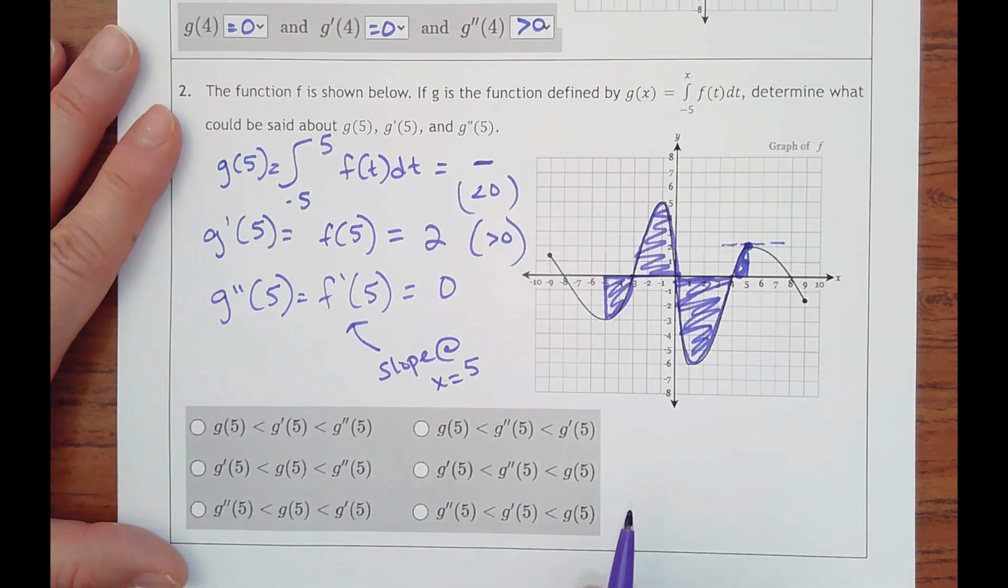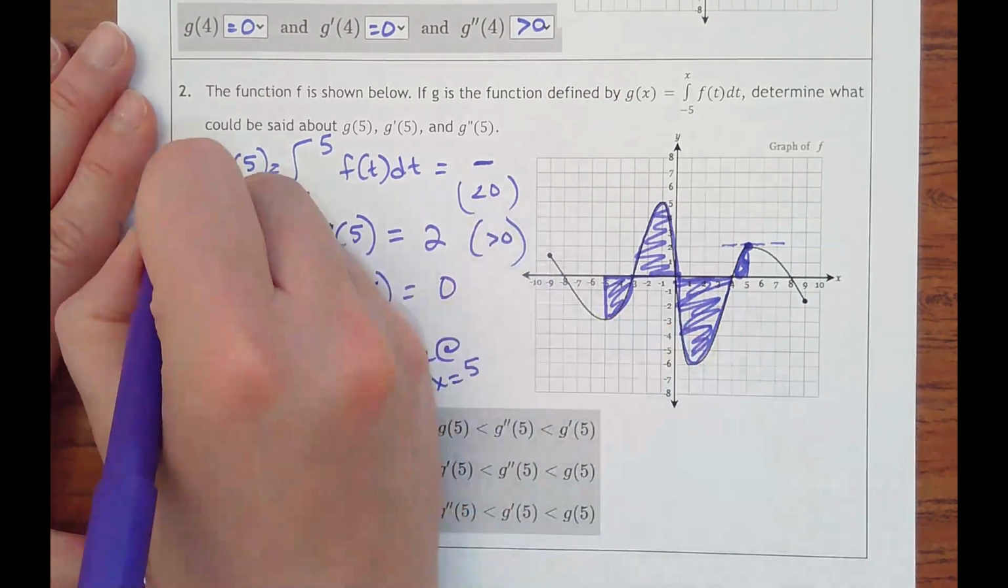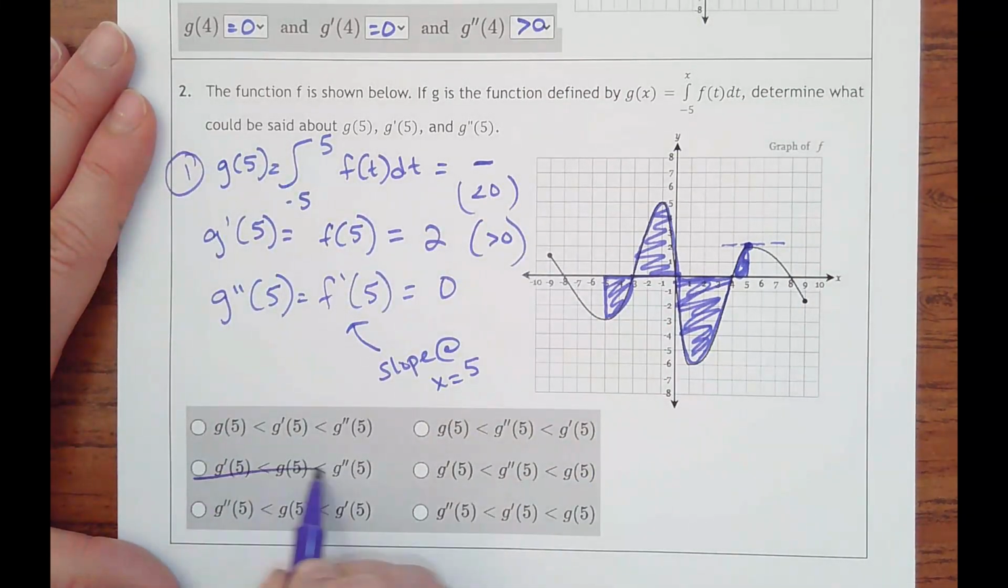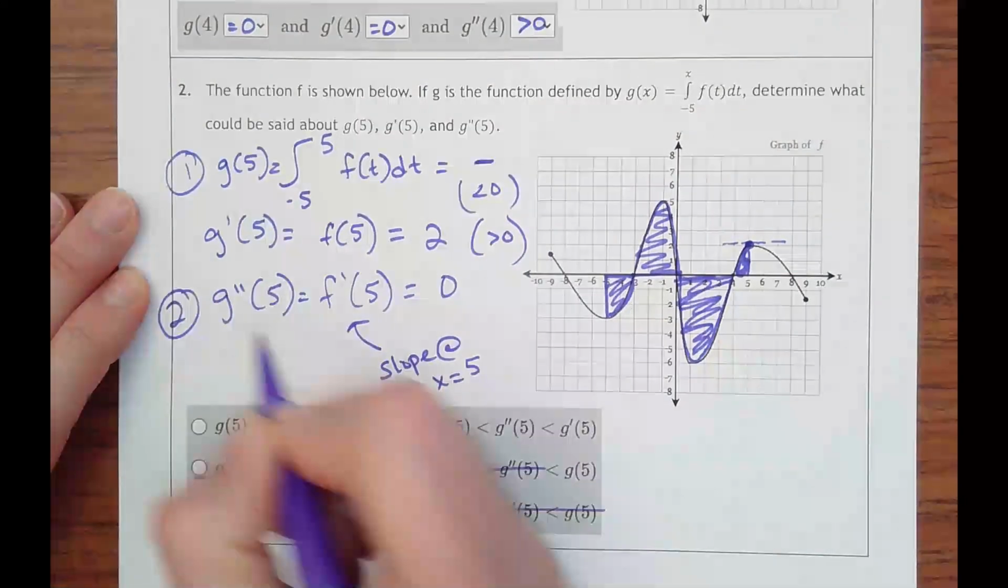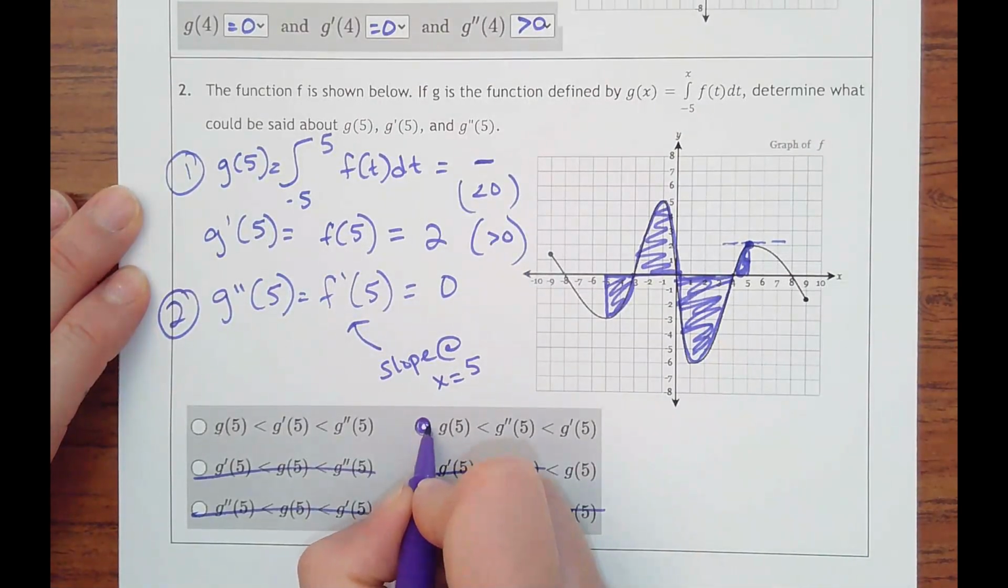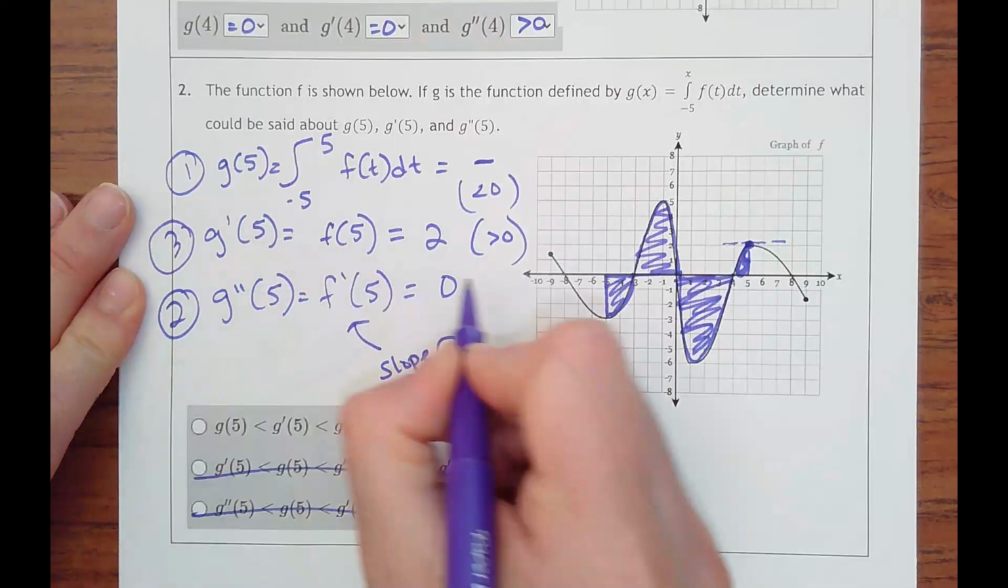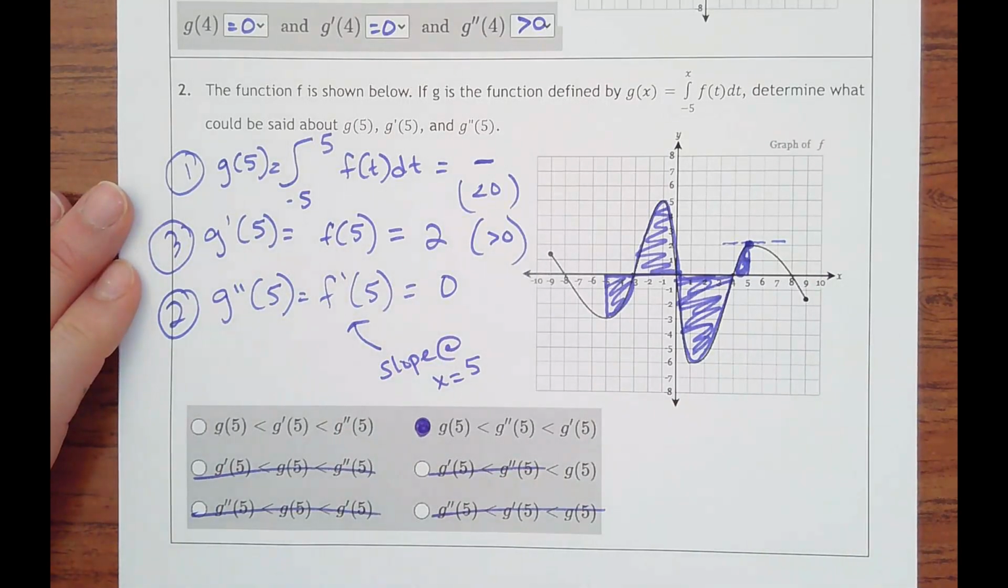So we would need our -1 first, so that's g of 5. So it's one of these two. Then that's less than, we would want 0, our second derivative, and then that's less than our positive 1. So that would be the answer.